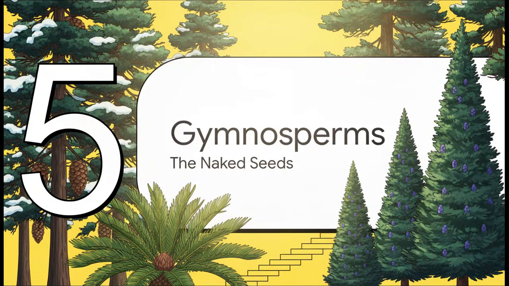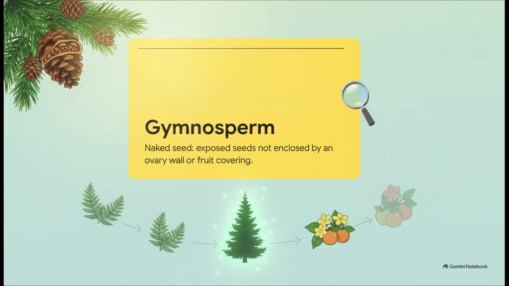Which brings us perfectly to Section 5, Gymnosperms, the naked seeds. Nearing the top of our evolutionary staircase, we find the highly complex, towering gymnosperms. The name itself literally translates to naked seed, derived from gymno for naked and sperma for seed. This means their seeds are completely exposed, entirely lacking the protective ovary wall or fruit covering that we see in flowering plants. If you've ever looked closely at a pine cone, you've seen this in action. The seeds are just sitting right there, completely naked on the rigid, woody scales, open to the air.